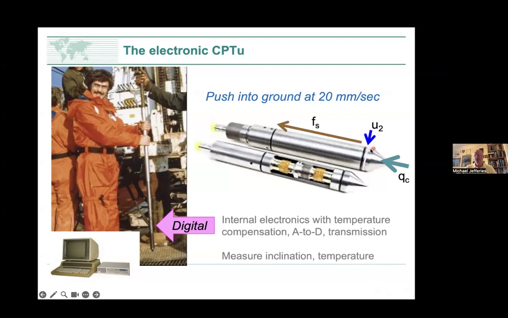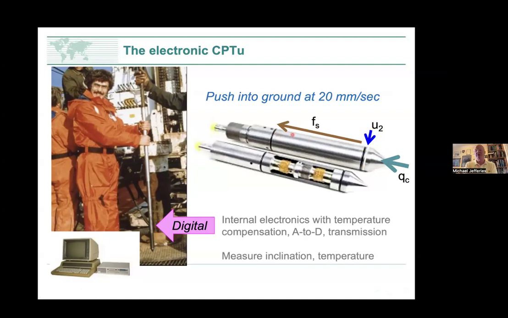Just behind the shoulder of that cone, we have a porous ring connected to a pore pressure transducer. That location, by convention, is called U2, and that's where we measure the pore pressure. And then we measure the stress on the side of the device, the friction sleeve, FS. Those are our three basic measurements.